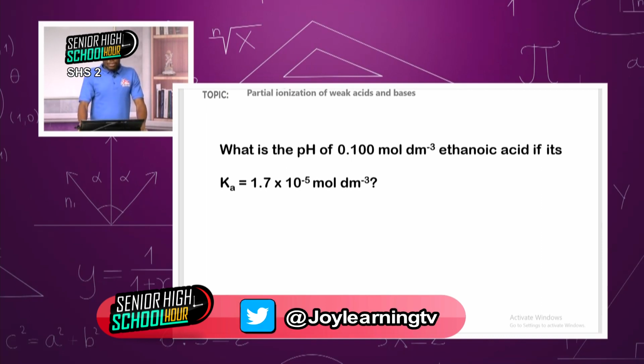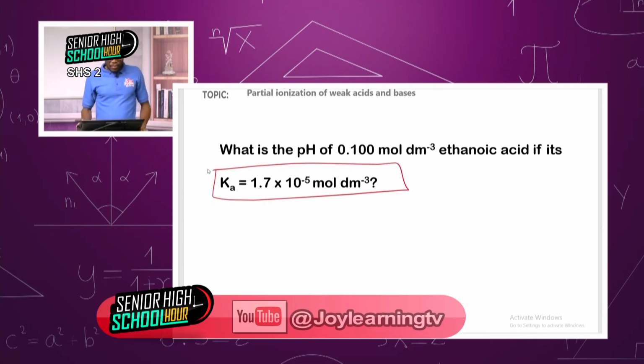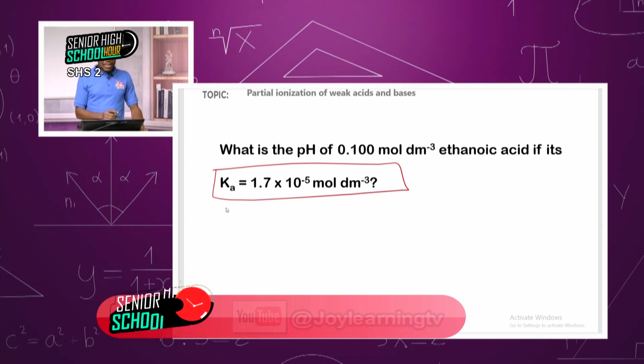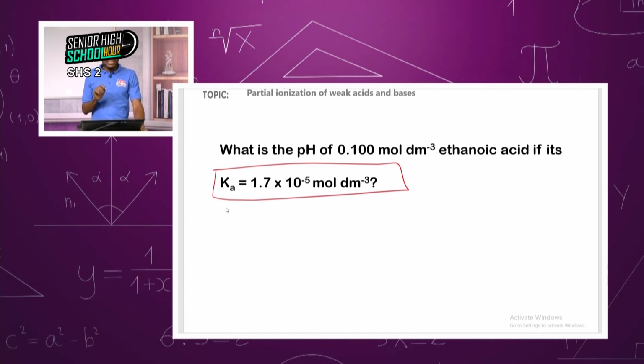So please don't memorize these values, because in this calculation you can be given a hypothetical Ka. Then you are surprised, but the ethanoic acid Ka that I know is 1.8 times 10 power negative 5. So why is this one 1.7? No, use whatever you have been given when you are solving questions. So here the Ka is 1.7 times 10 power negative 5. So you use that.